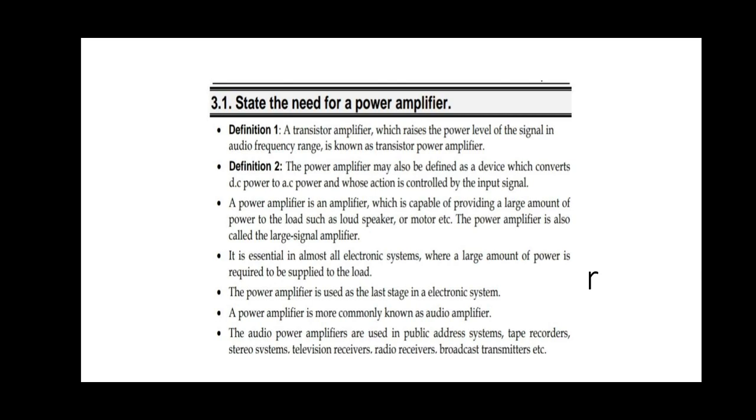So this is the definition: a transistor amplifier which raises the power level of the signal in the audio range is known as a transistor power amplifier. It is also defined as one which converts DC power to AC power and whose action is controlled by the input signal. It provides a large amount of power to the load, such as a loudspeaker or motor, and is called a large signal amplifier.